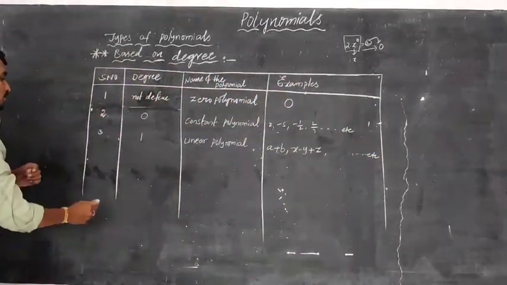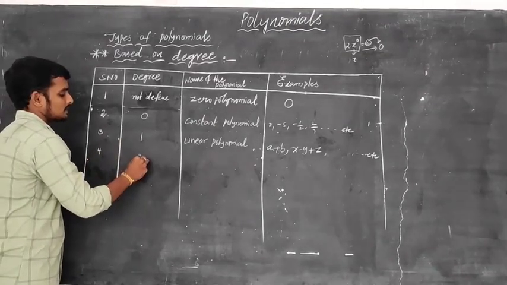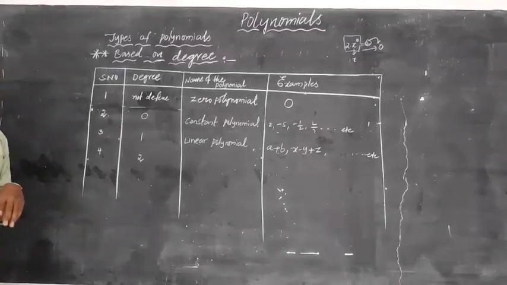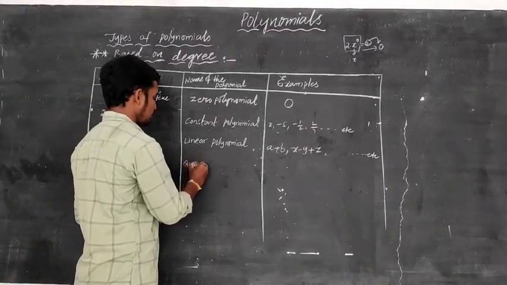Okay. Now the fourth one: if the degree of a polynomial is 2, then it is a quadratic polynomial.